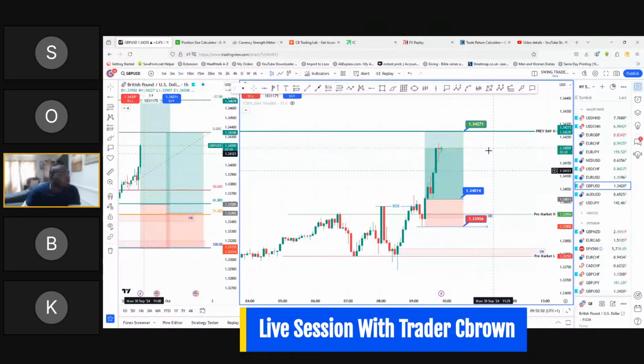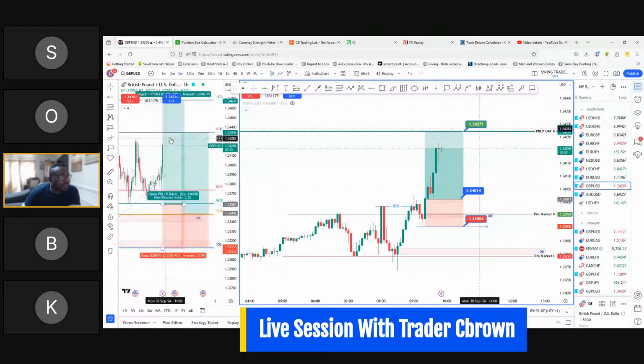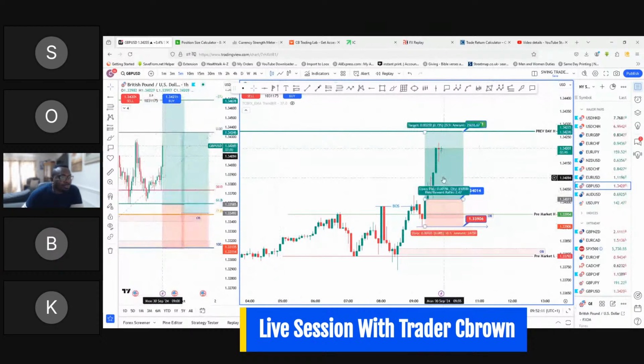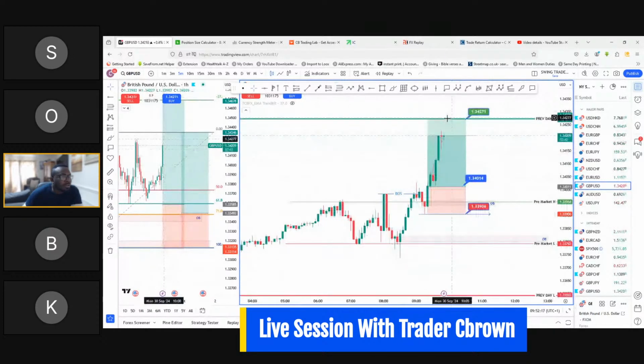This area where price is at now is a very dangerous area. Price could start selling from there. So be careful. Let it hit. It's going to get there. It's going to hit the pre-market high before it starts dropping.